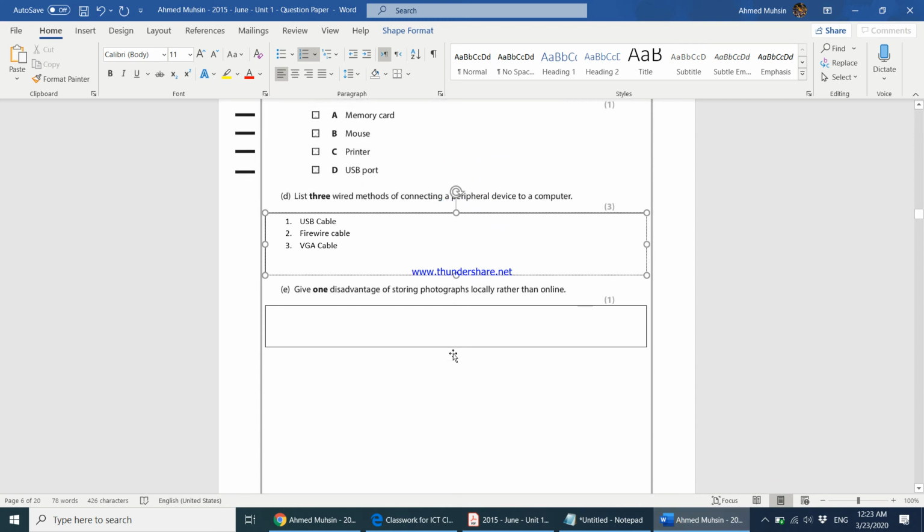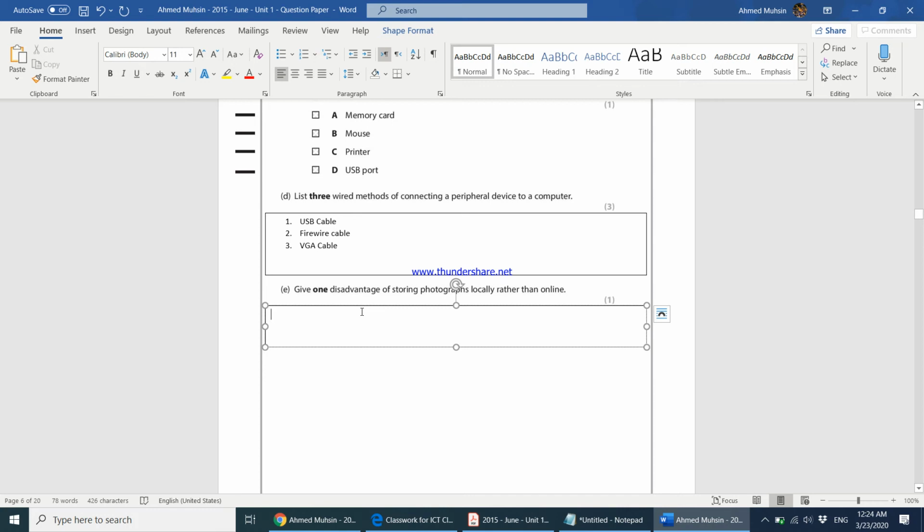It says, give one disadvantage of storing photographs locally rather than online. When we say locally, what we are talking about is saving the photographs on her computer's local storage. That is maybe her hard disk or her pen drive or an optical disk. That's what we mean by locally. So they are saying one disadvantage of storing photographs locally.